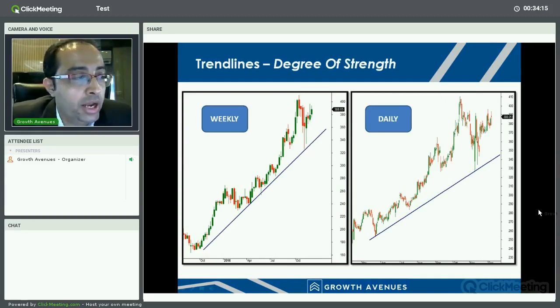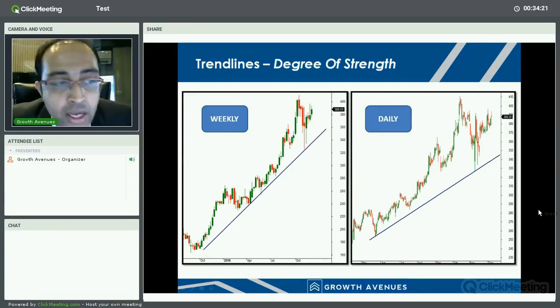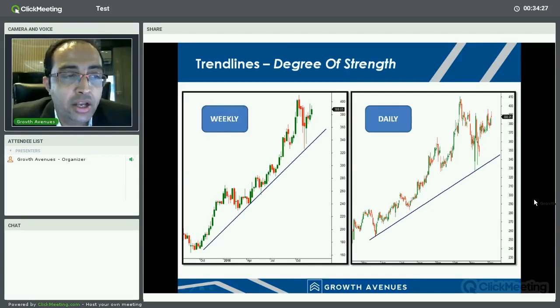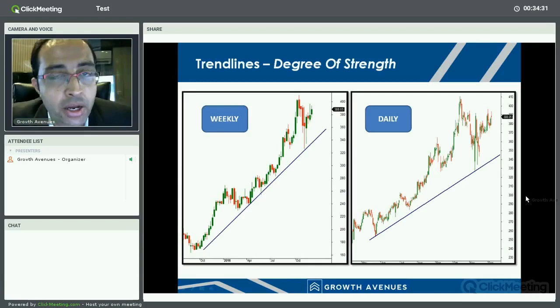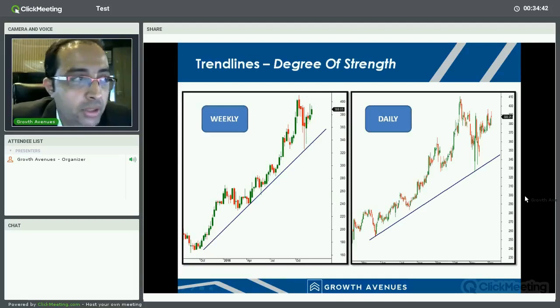You see here, the weekly one has managed to hold on, and you can see multiple touches on the weekly one, while the daily is not having more than two touches, which says that the daily chart trend line is not a very convincing one, while the weekly is more genuine and more authentic and could help the prices rise further. So that's the degree of strength.